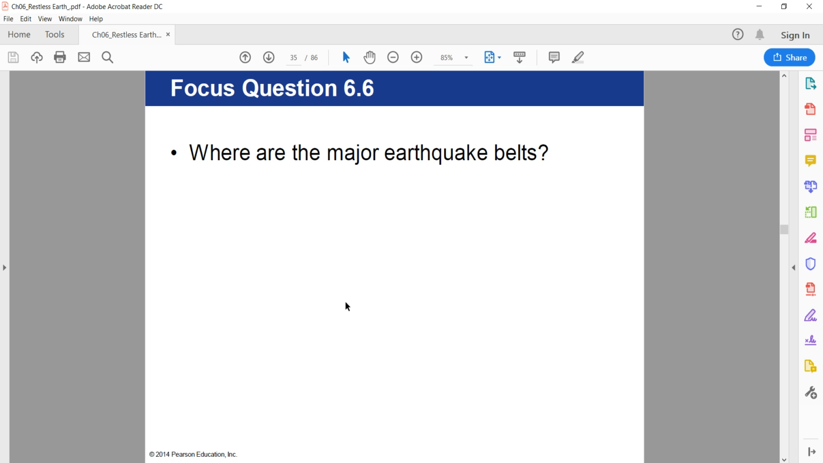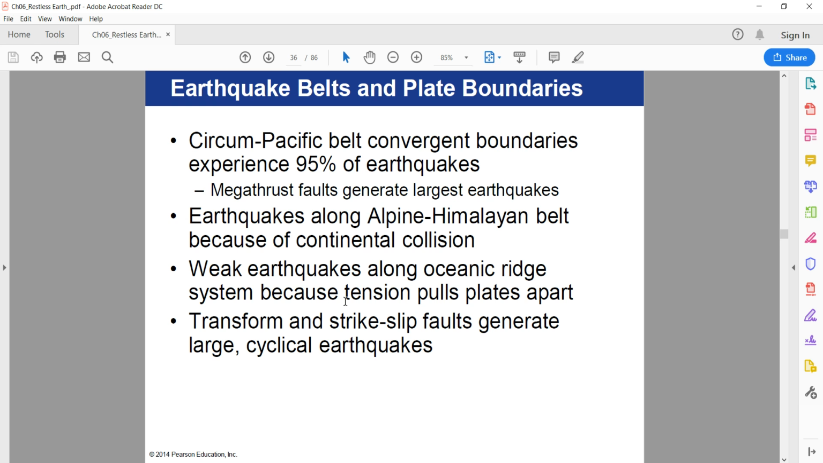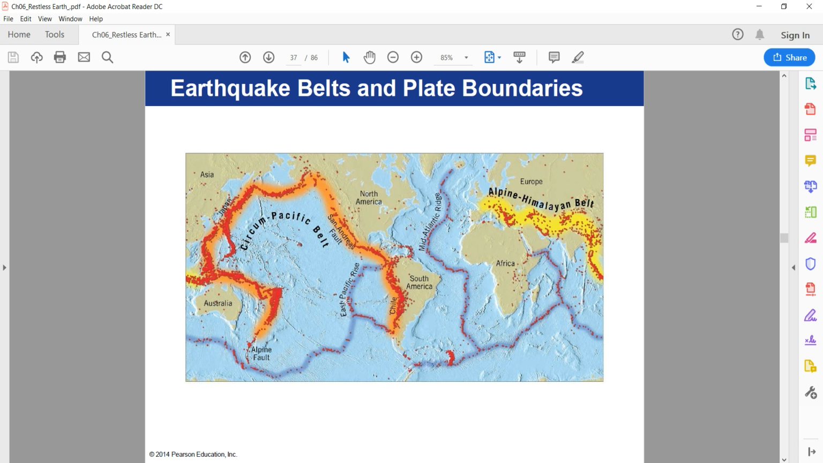What are the major earthquake belts? Now we will look into the regions where earthquakes are very common. The first one is the Circum-Pacific Belt, a convergent boundary. You can see in this global map, all the red ones are those earthquake-prone regions. First one is the Circum-Pacific Belt. This is all convergent plate boundaries.